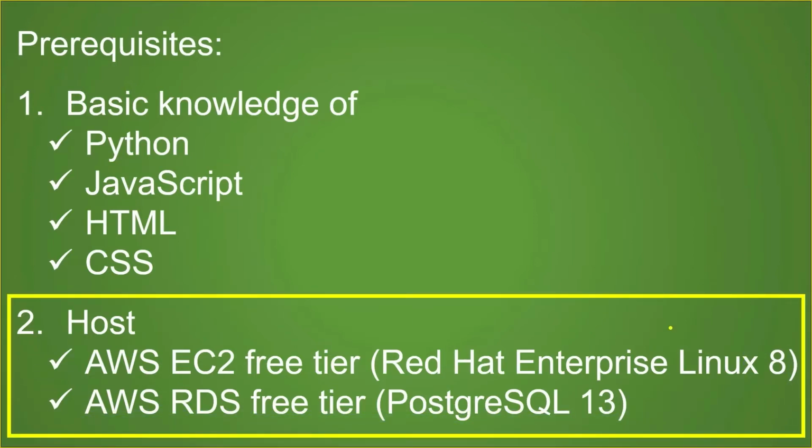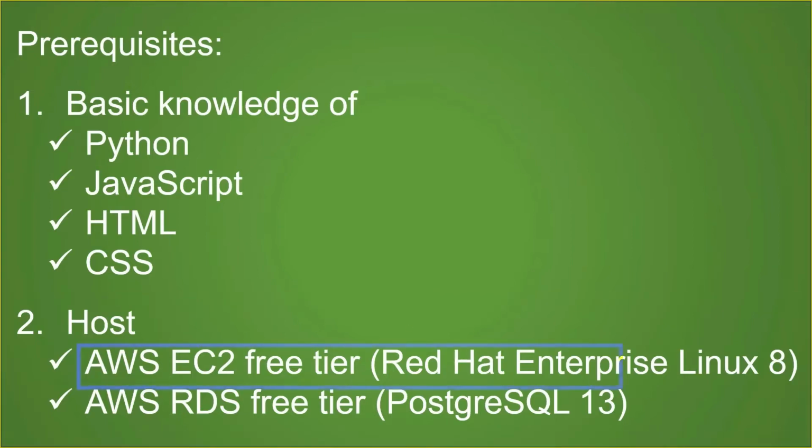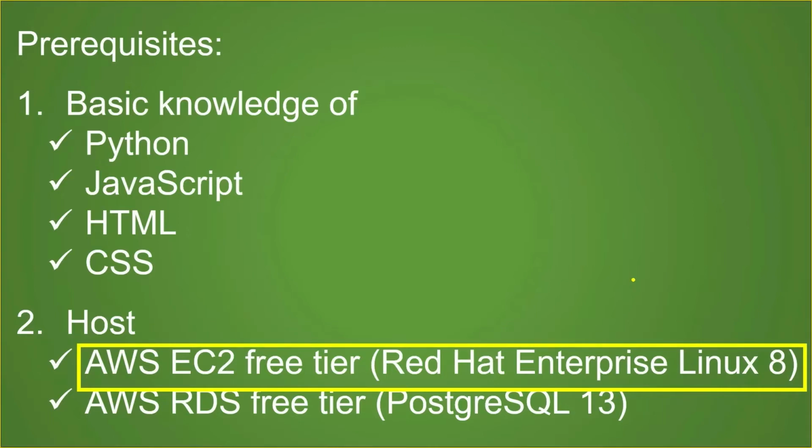Second, the development environment requires two hosts. One is for a web application server, and the other is for a database server. For the web application server, you prepare an Amazon Web Service EC2 free-tier instance with Red Hat Enterprise Linux 8 installed. We are using CentOS system in production environment, but Amazon EC2 does not provide CentOS image, so we choose Red Hat Enterprise Linux, which is the same family with CentOS.